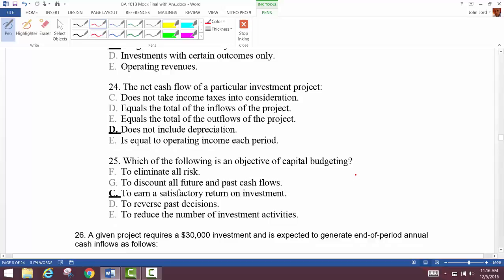24, the net cash flow of a particular investment project does not include depreciation. Depreciation does not affect cash flow. Which of the following is an object of capital budgeting? Return on investment? An objective of capital budgeting? I don't know. And this one was so stupid, I just put a bunch of dumb letters next to it. I'm not sure why the letters came out the way they did either. But, okay, I don't know. I guess if they want to say that which of the following is an objective of capital budgeting, which is to earn a satisfactory return on investment, okay. I guess we're screening investments, and that's an objective of it. Okay.